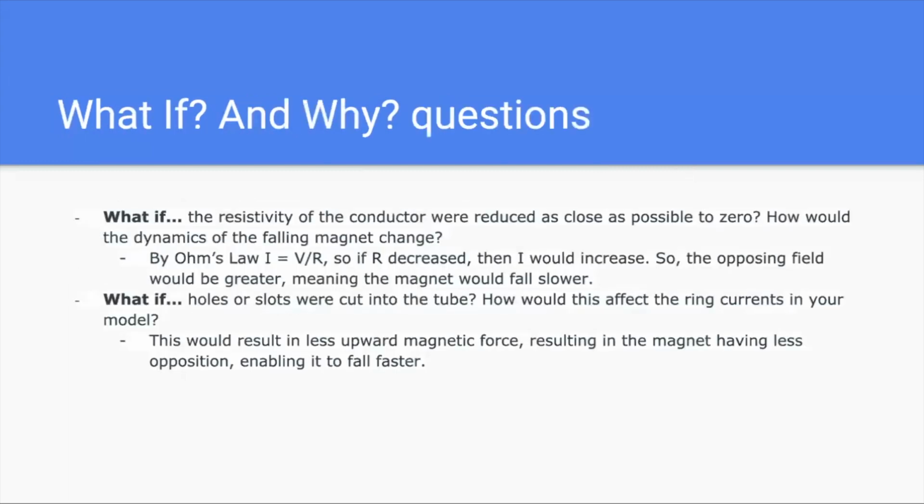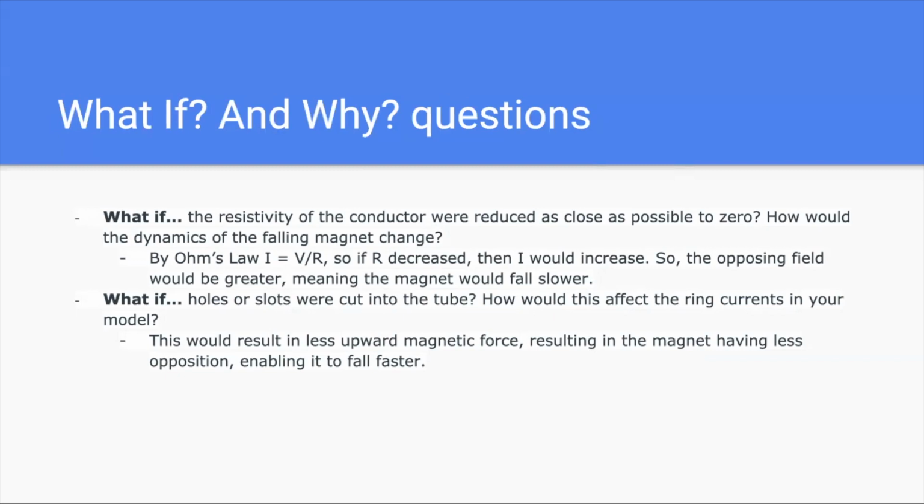For the what if and why questions, if the resistivity of the conductor were reduced as close as possible to 0, by Ohm's law, R would decrease, so then I would increase because R is in the denominator. So that means the opposing field would be greater due to the current being greater, which means the magnet would fall slower.